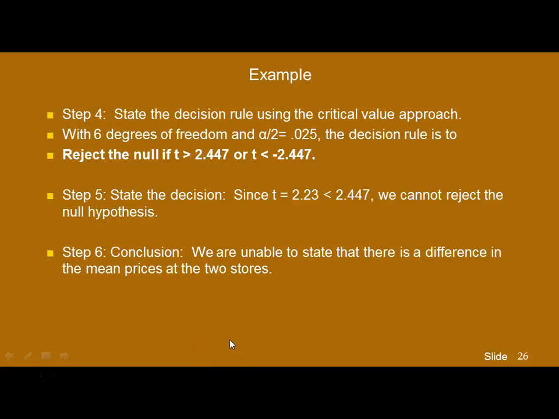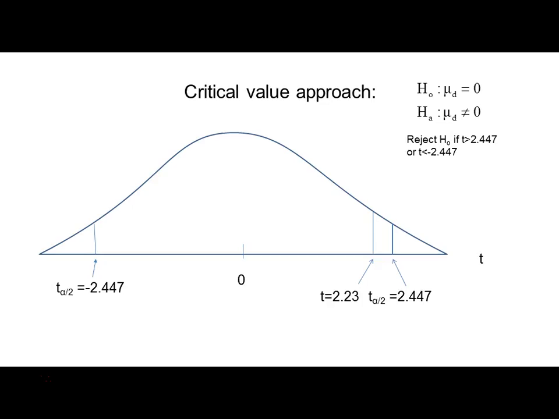And since we're unable to reject the null, that means we are unable to state that there's a difference in the mean prices at the two stores. Graphically, using the t-distribution here with 6 degrees of freedom, our critical values, 2.447 in the right end, negative 2.447 in the left end. Our t-value of 2.23 did not fall in either rejection region. So we were unable to reject the null.